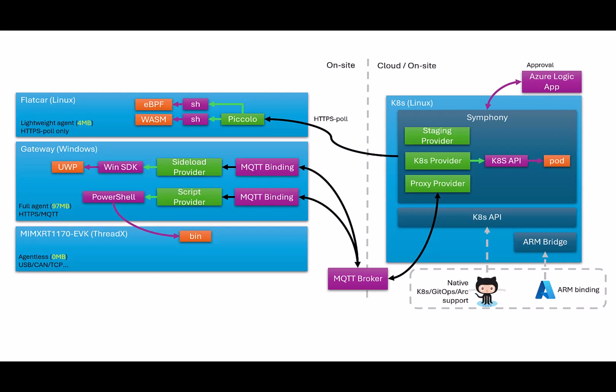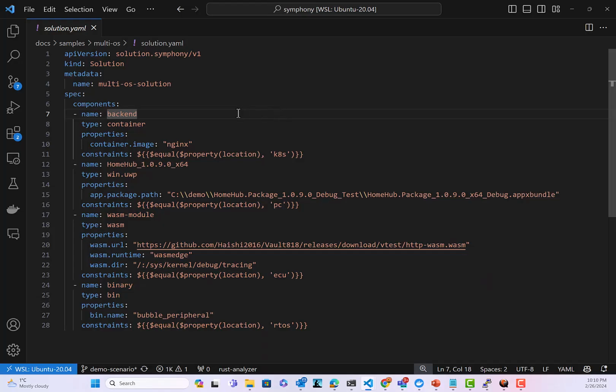Let's look at the solution definition. Here in Visual Studio Code, you can see the Symphony solution definition. This solution contains 4 components. I have a container, I have a Windows UWP application, I have a WebAssembly module, and I have a binary file. And each component has these constraints. Basically, the constraints say the container needs to go to Kubernetes, the UWP application needs to go to a PC, the WebAssembly needs to go to the ECU, and the binary needs to go to the RTOS system.